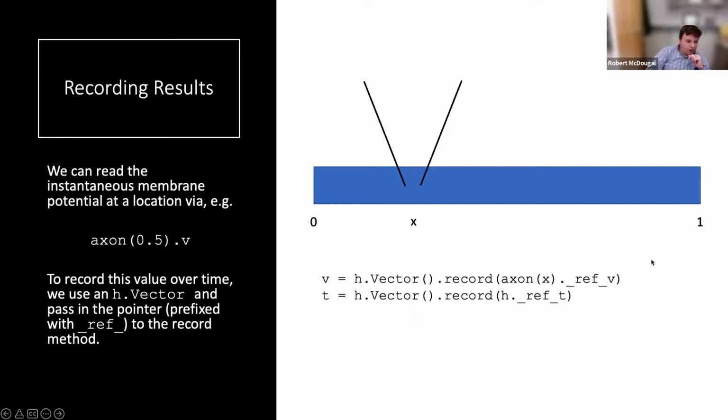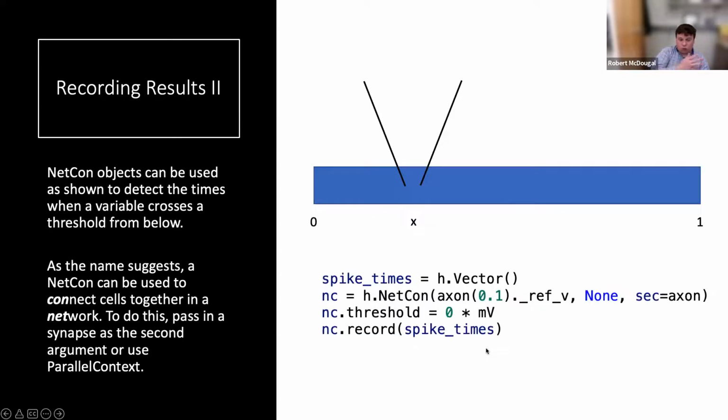I also like to always record, in addition to my state variables, time, because this way I'm safe if I should go back and decide that I want to change the value of h.dt, the time step, or use variable step integration. This way I'll always know which voltage values correspond to what time values, and I don't have to guess. We can also explicitly record spike times using a NetCon. Spike times are good things to know, especially in a network.